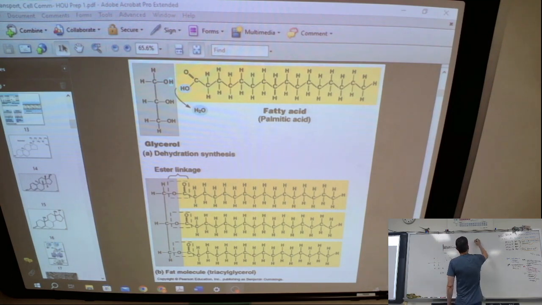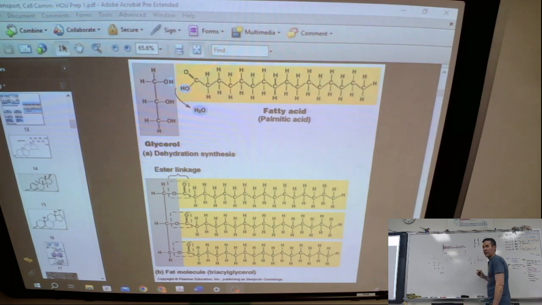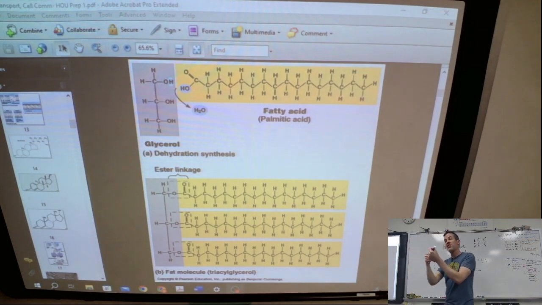Saturated fats, because the tails are all straight, look like this, and so I can pack them all really close together. When I start getting a bend in a couple of those tails, I can't pack them as close together. And when I can pack stuff close, that's a solid. When it's not as close, that's a liquid. When it's not close at all, that's a gas.